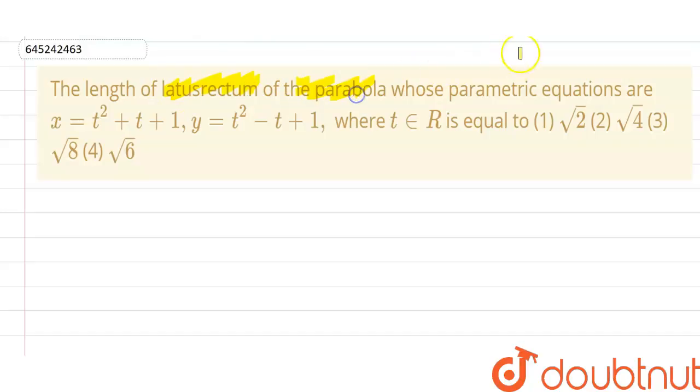Okay, so the given question here is: the length of the latus rectum of the parabola whose parametric equations are given as x = t² + t + 1 and y = t² - t + 1, where t belongs to R. So basically, we have to find the length of the latus rectum of the parabola, and the given conditions are what?